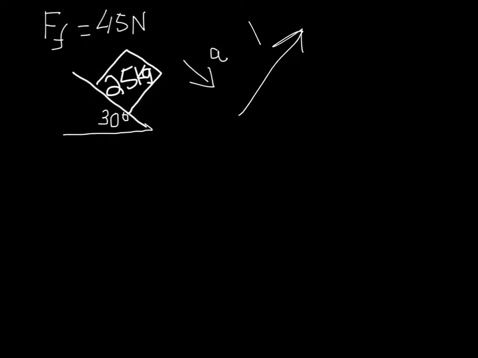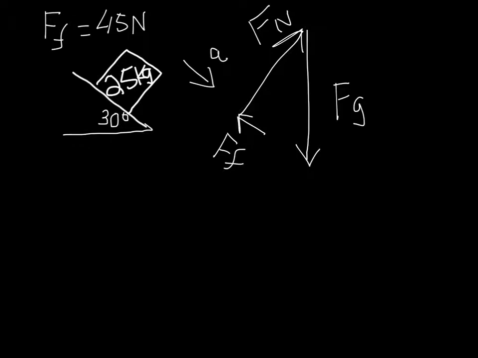So if we draw the normal force perpendicular to the surface, the frictional force parallel to the surface, and the gravitational force straight down towards the center of the earth, and then we can draw from the tail of the first to the tip of the last the net force vector.